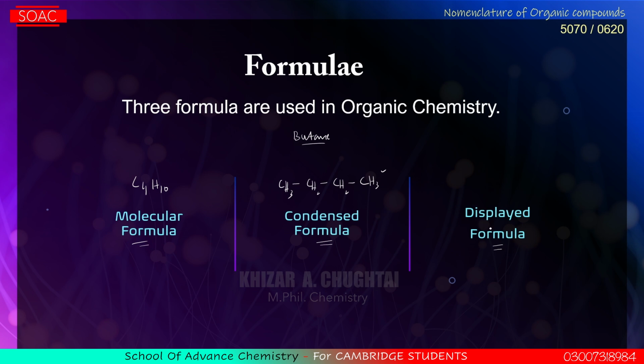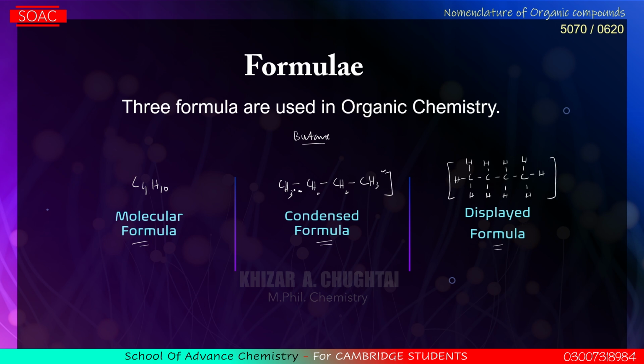In the case of the displayed formula, each and every covalent bond is displayed. For example, in the case of butane, I'm going to write carbon-carbon bonds. Then I'm going to attach the hydrogens, and in fact, I'm going to display all the bonds of these hydrogens, the CH bonds. So CH bonds are lying over here, and this format is said to be the displayed formula.